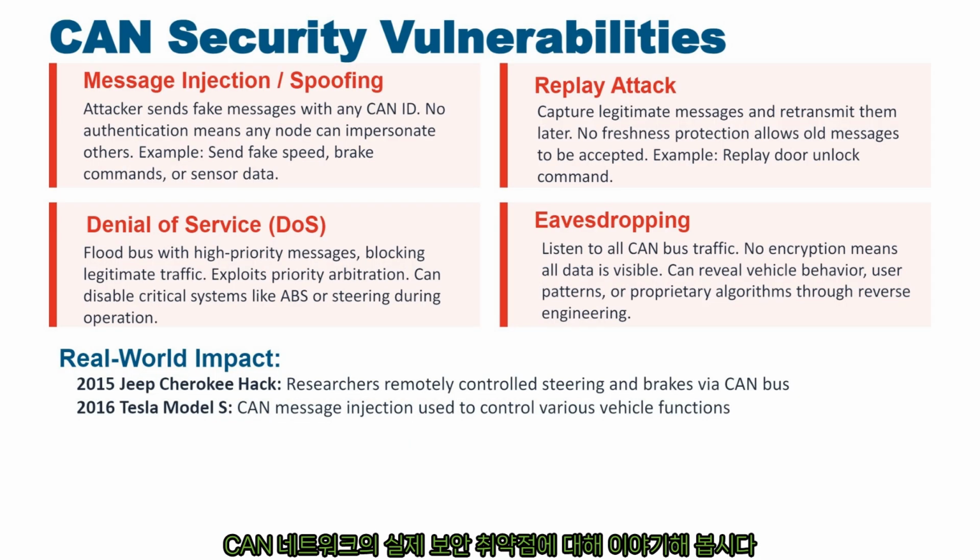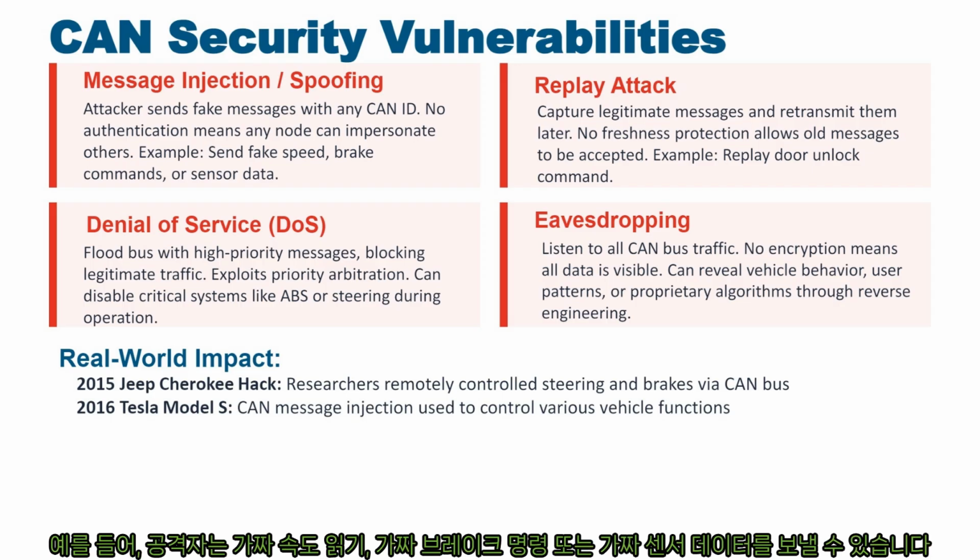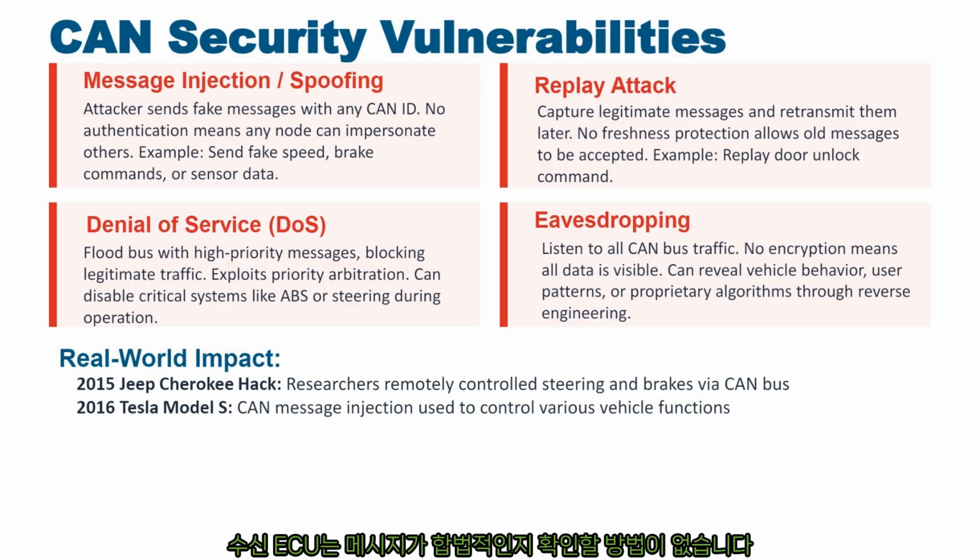Let's talk about the real-world security vulnerabilities in CAN networks. These aren't theoretical. They've been demonstrated in actual attacks. First, message injection and spoofing. An attacker can send fake messages with any CAN ID they want. Since there's no authentication, any node can impersonate any other node. For example, an attacker could send fake speed readings, fake brake commands, or fake sensor data. The receiving ECU has no way to verify the message is legitimate.